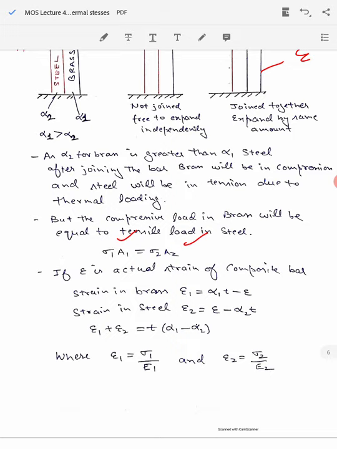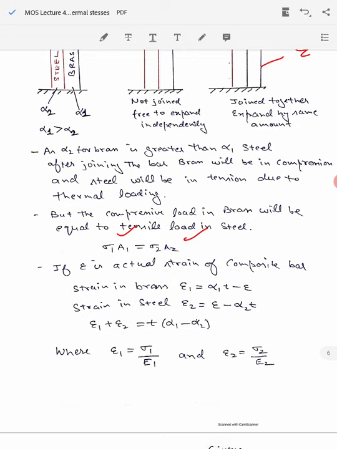Similarly, the strain in steel is calculated by subtracting the value of alpha 2t from the actual strain value epsilon. We can sum these two strains and calculate: epsilon 1 plus epsilon 2 equals t times alpha 1 minus alpha 2. Here from Hooke's law we know that epsilon 1 will be equal to sigma 1 by E1 and epsilon 2 will be equal to sigma 2 by E2.